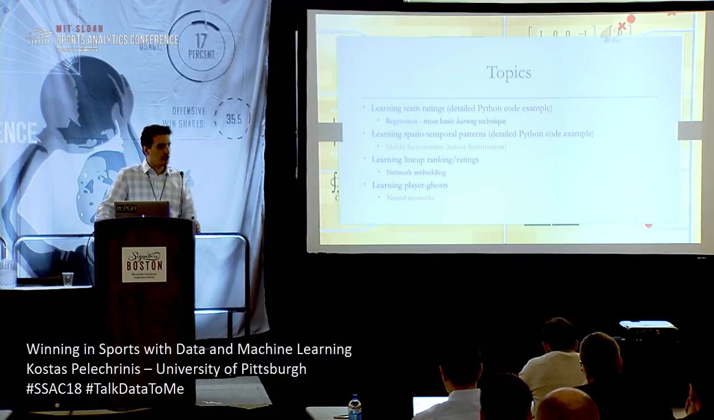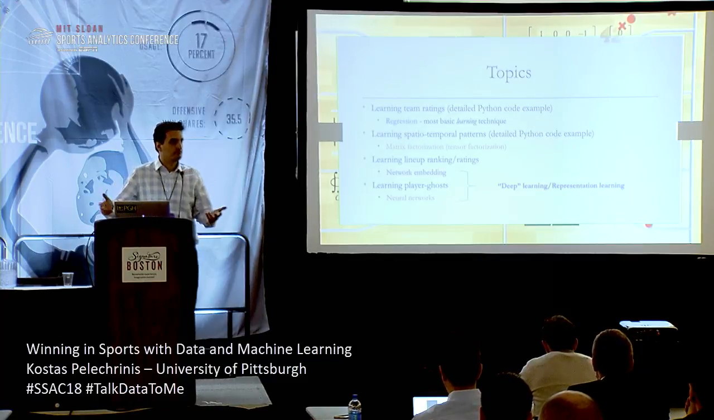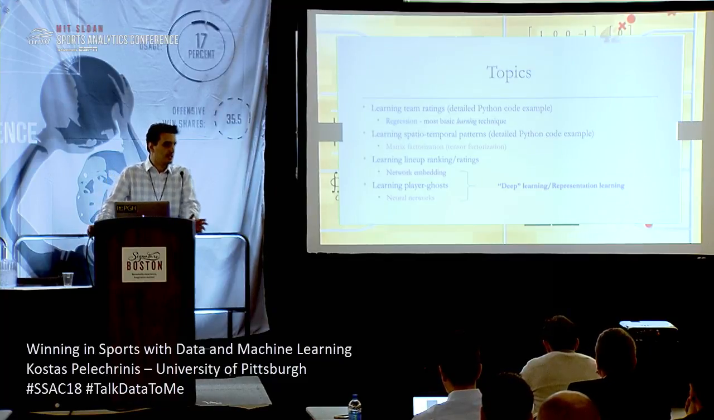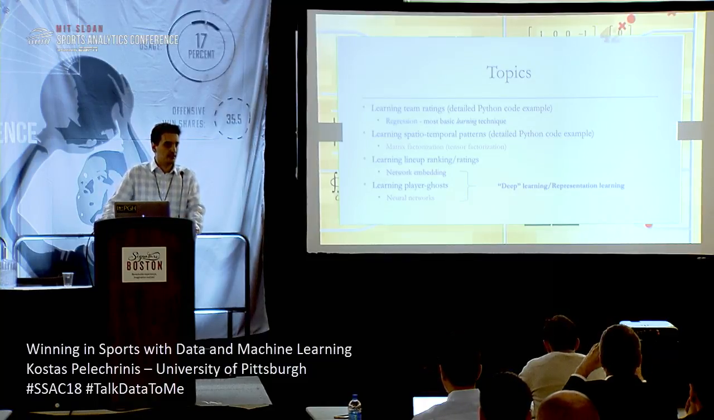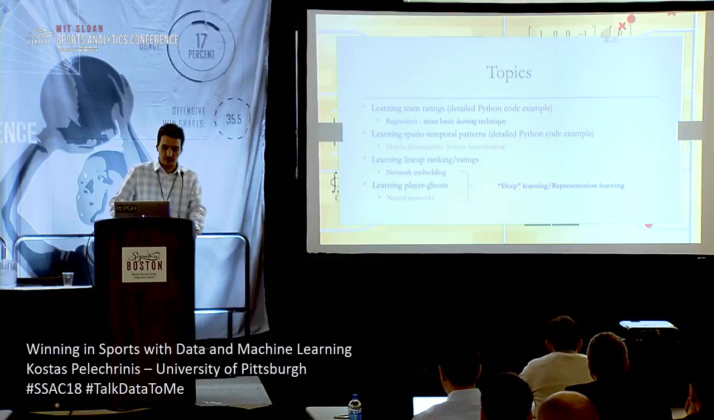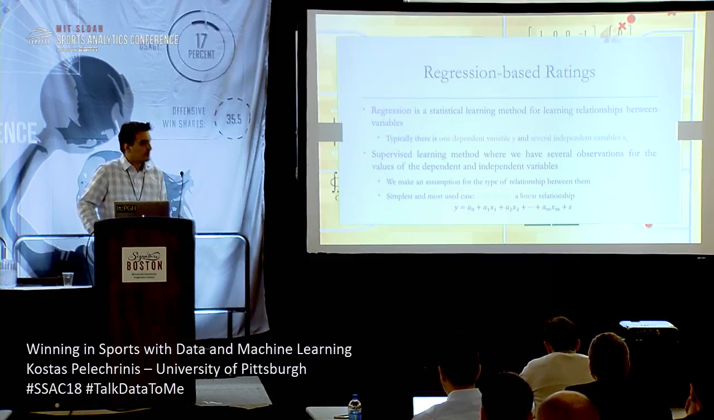And then we're going to see some other examples that use what we call network embedding and neural networks, which are examples of this new trend, deep learning, or better, representation learning. For the last two, we are going to see just the basic ideas and their applications. If you need more information, obviously, you can ask me offline. So let's start with regression.